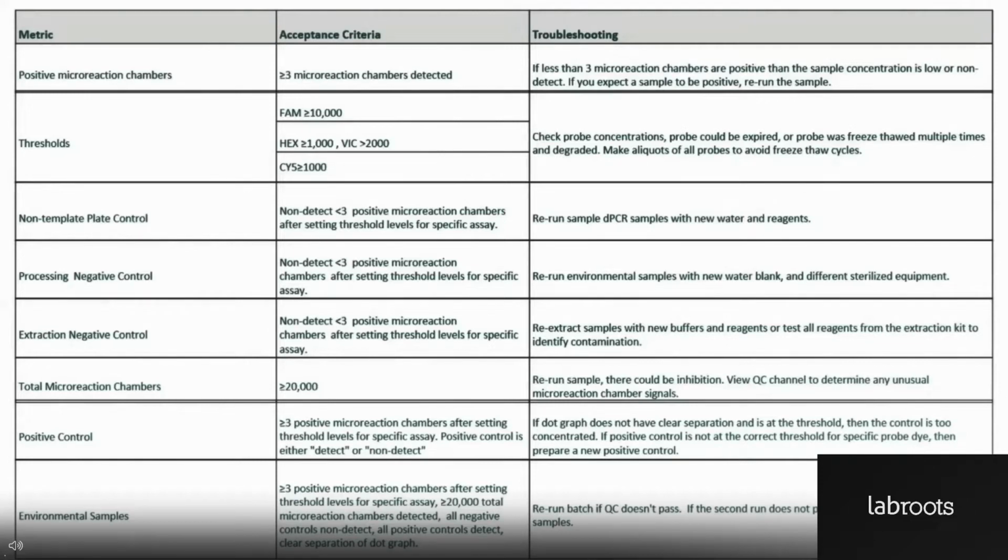For environmental samples, as I mentioned before, the concentration might be very low. So the criteria we are using in the lab is we consider that a sample is positive when there are more than 3 positive microchambers detected, and more than 20,000 total reactions are detected. All of the negative controls are non-detected. All of the positive controls are detected, and there's a clear separation in the dot graph. If one of the items did not pass, we will need to rerun the samples.